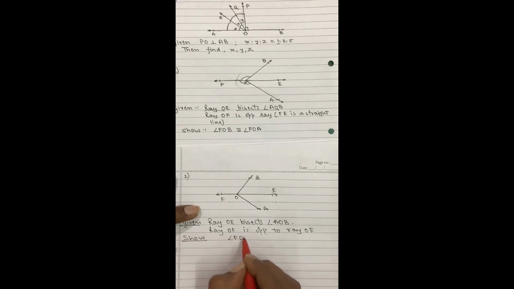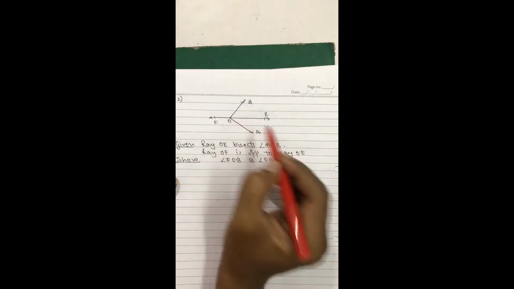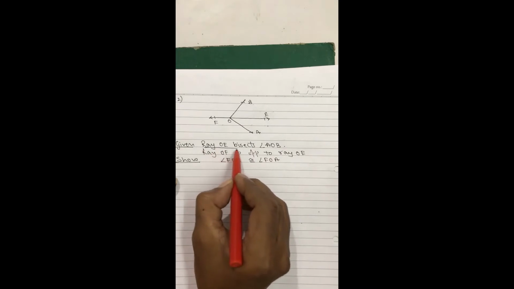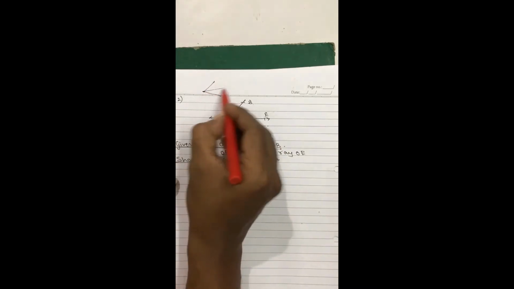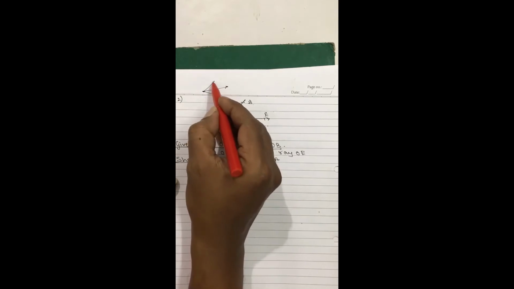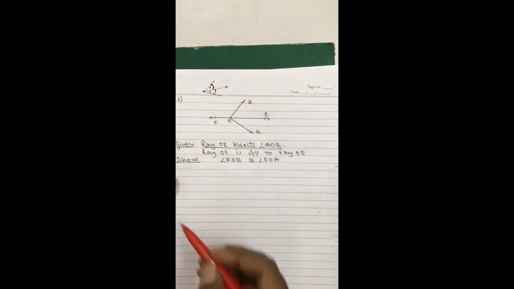Angle FOB is congruent to angle FOA. So here what happens, my dear students, first of all, these two angles are going to be congruent because that is a property of angle bisector. Whenever an angle is bisected by any ray, these two parts are going to be congruent to each other.